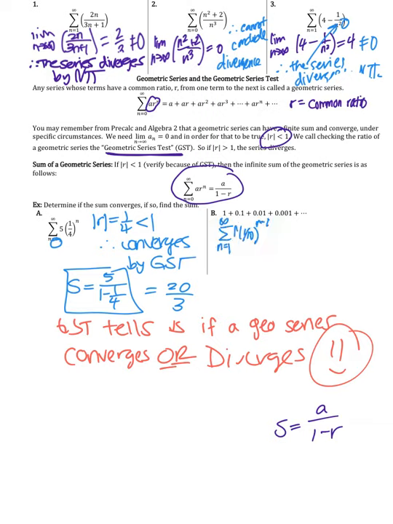So it is geometric. The common ratio is 1/10. So the absolute value of r is 1/10. 1/10 is in fact less than 1. Therefore, the series converges by GST.